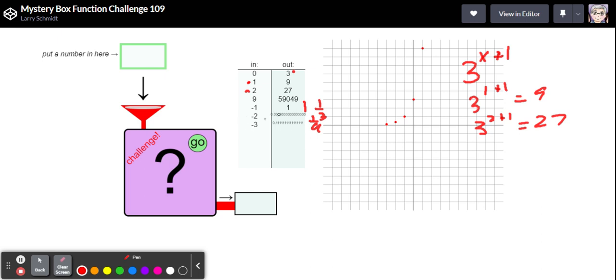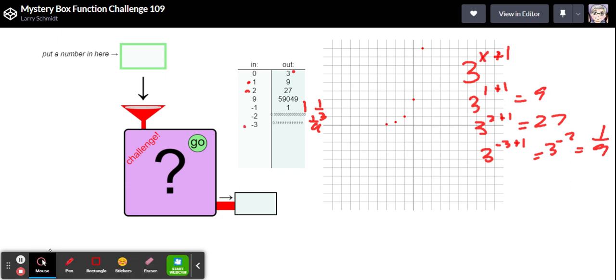And if we put in a negative, let's try a -3. So 3 to the -3 plus 1. Well, -3 plus 1 is -2, so 3 to the -2, that's 1 over 9. That's 1/9. That's exactly what we're getting there. So I think this is the exponential function 3 to the x plus 1.